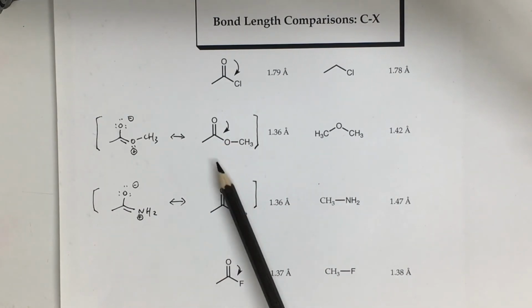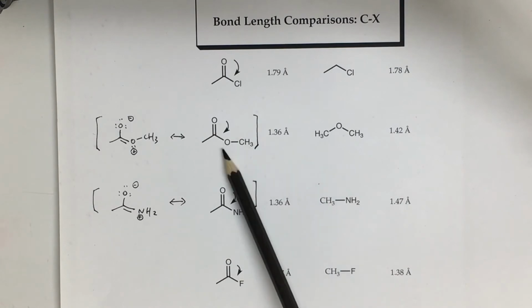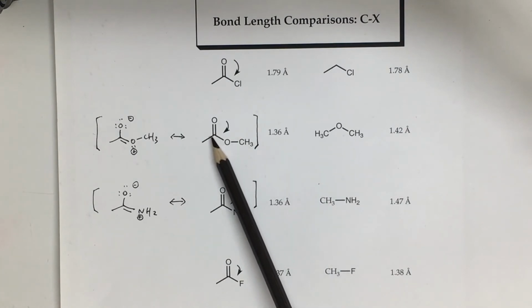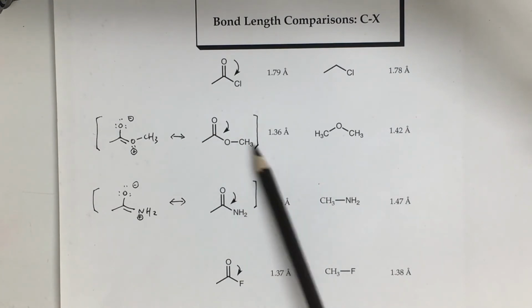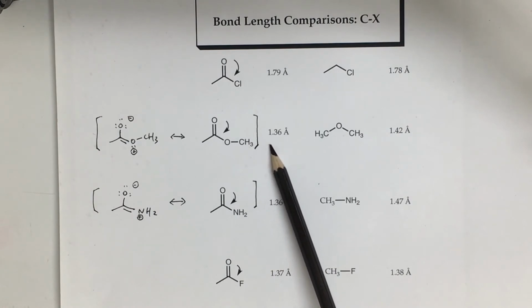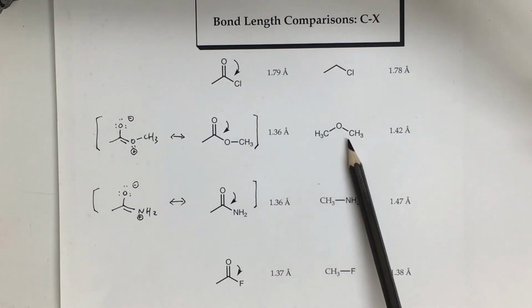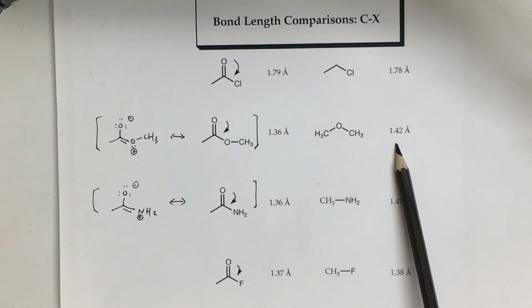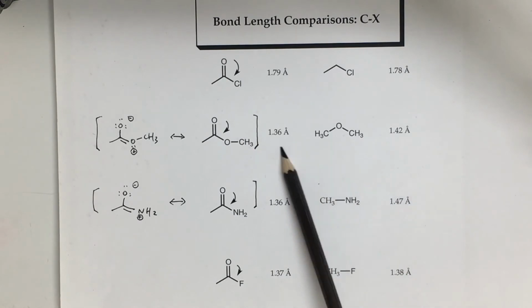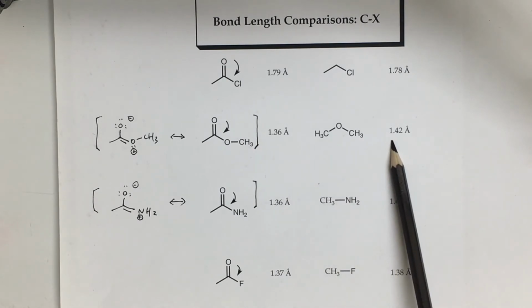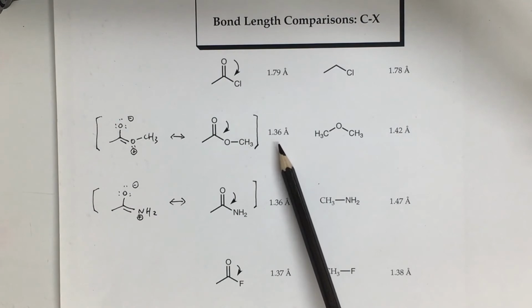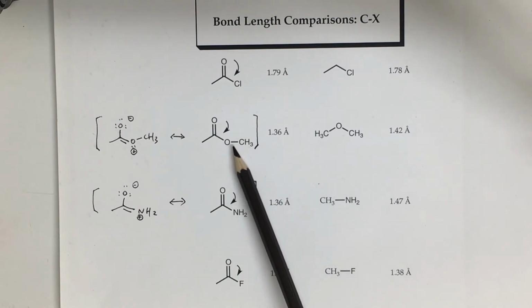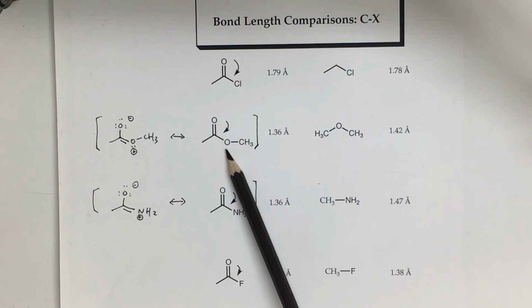Let's look at the ester first. When you have an sp2 hybrid carbon-oxygen bond, the bond length is 1.36 angstrom. In comparison, an sp3 hybrid carbon-oxygen bond has a bond length of 1.42 angstrom. You can see quite a difference in the bond length here. The reason for the difference is that an ester, we all know, does not really only look like this.